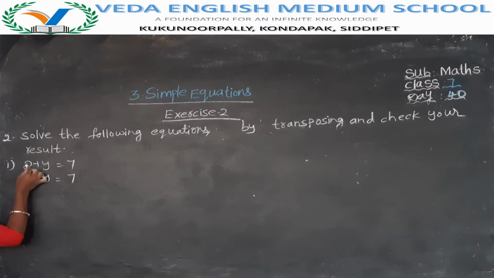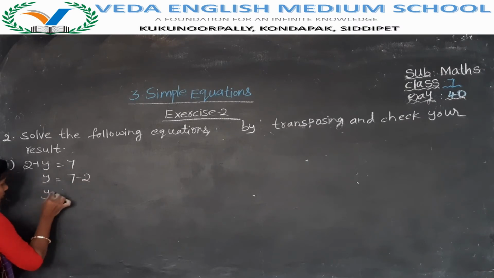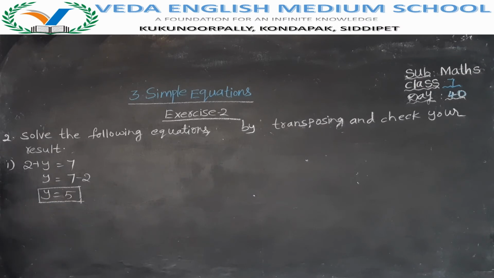Now send this 2 to the RHS side. Plus 2 becomes minus 2. So y is equal to 5. For the answer, you have to draw the box like this. Now we have to check the result.